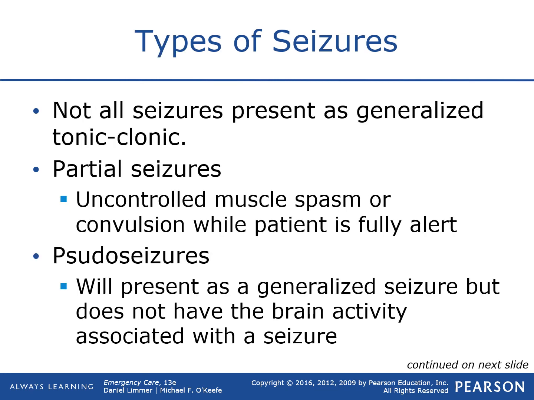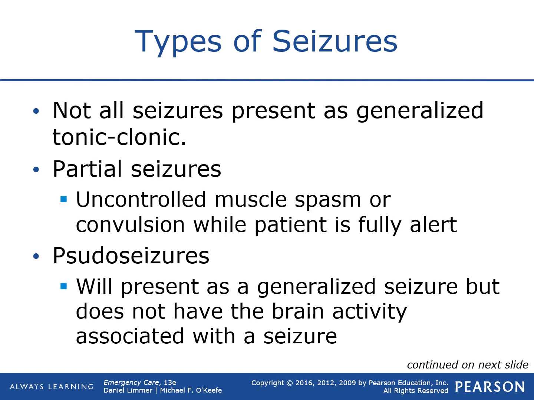So keep in mind, not every seizure is going to present as your typical textbook seizure. Not all of them are generalized tonic-clonic seizures. Your partial seizures, again, that's your focal seizure, will be an uncontrolled muscle spasm or convulsion while the patient is fully alert. Also, we have something called pseudo seizures. And I kind of joke around because the actual meaning of pseudo is fake. So pseudo seizures are fake seizures, if you break that word down.